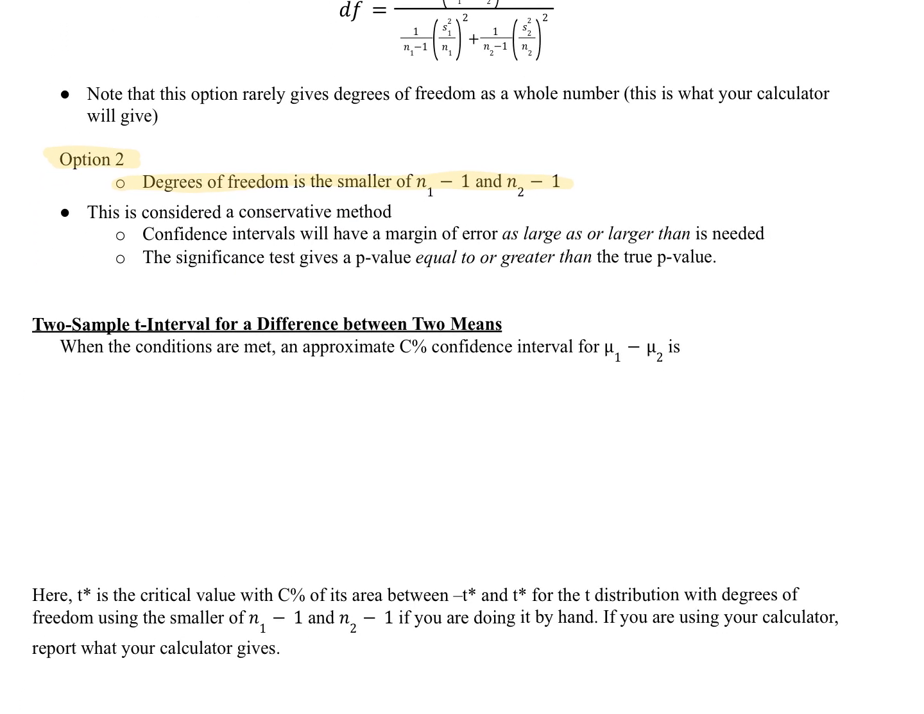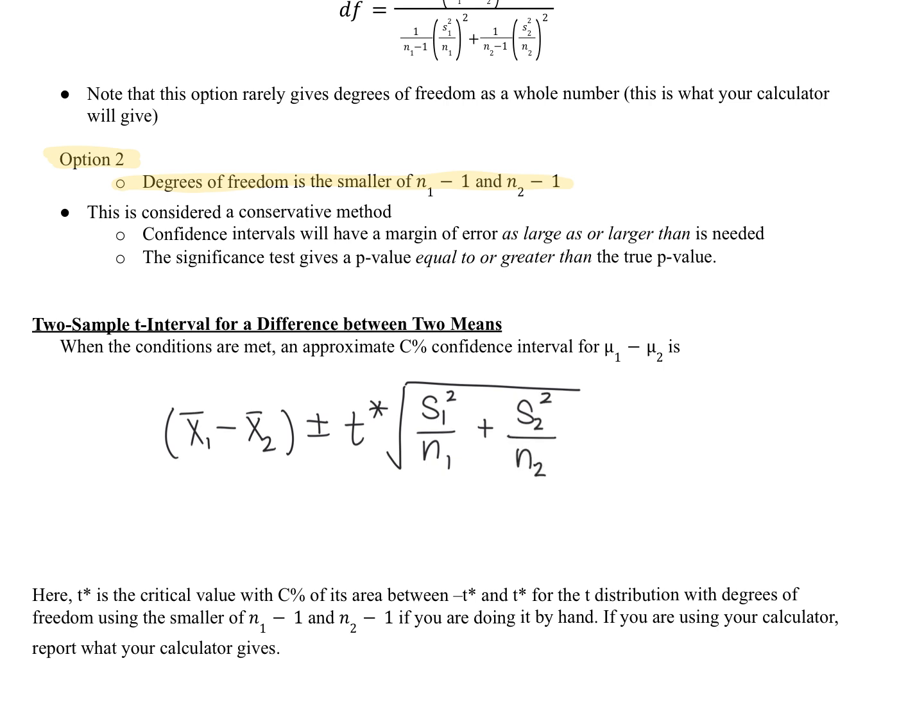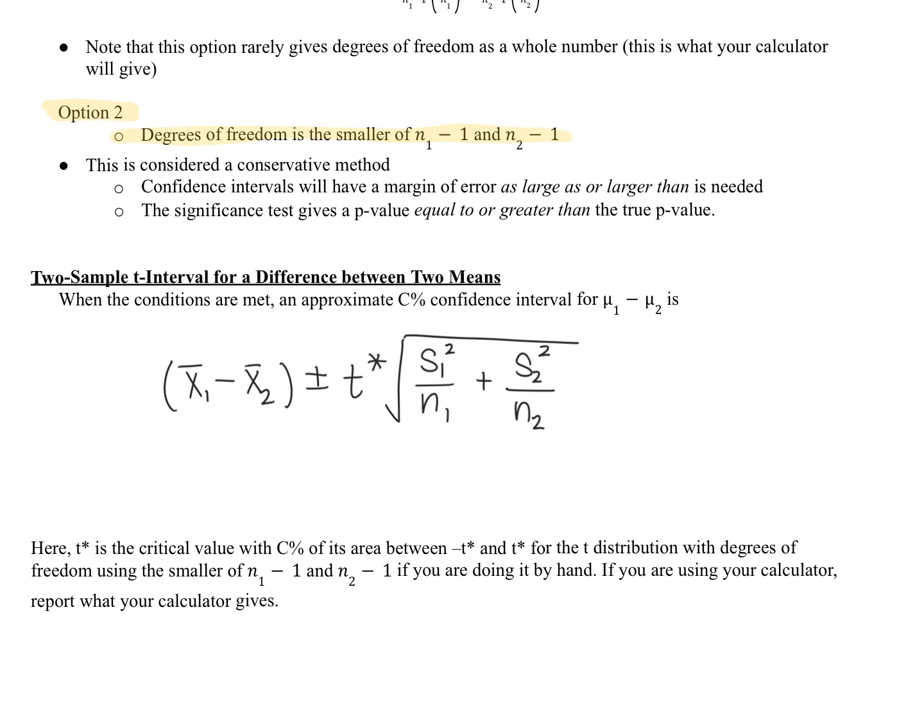We could also do a t interval or a z interval for a difference in means. We're mainly going to be doing t intervals. So we're going to do x1 bar minus x2 bar plus or minus our t critical value times our standard error, which is the square root of s1 squared over n1 plus s2 squared over n2. And when we calculate our critical value, when we're identifying our degrees of freedom, we use the smaller between n1 and n2.